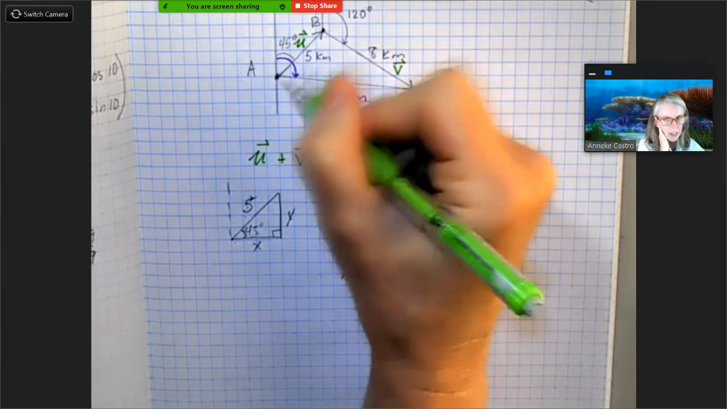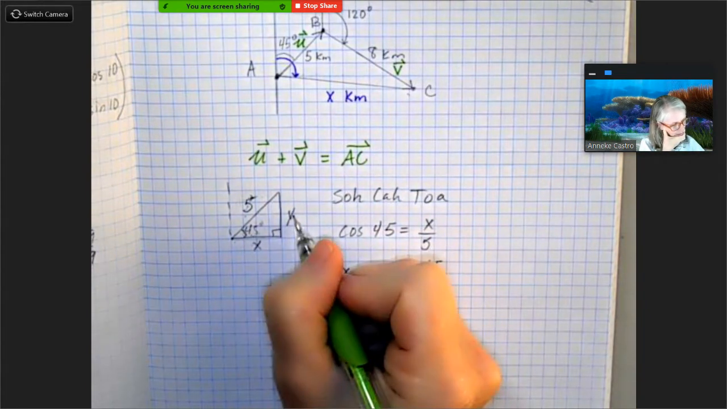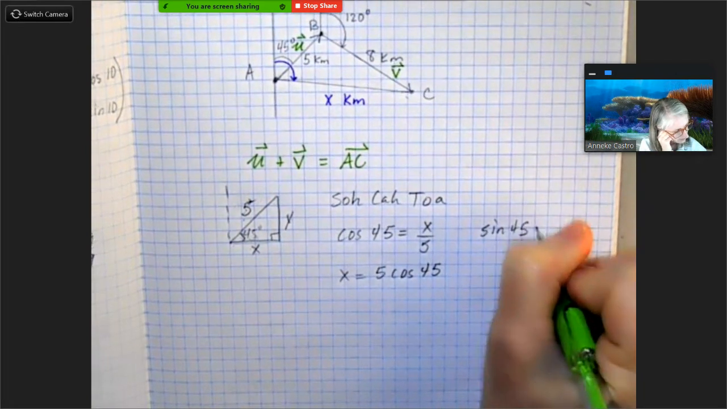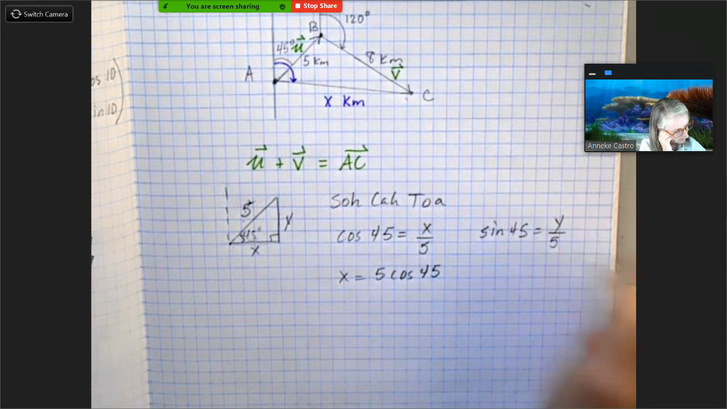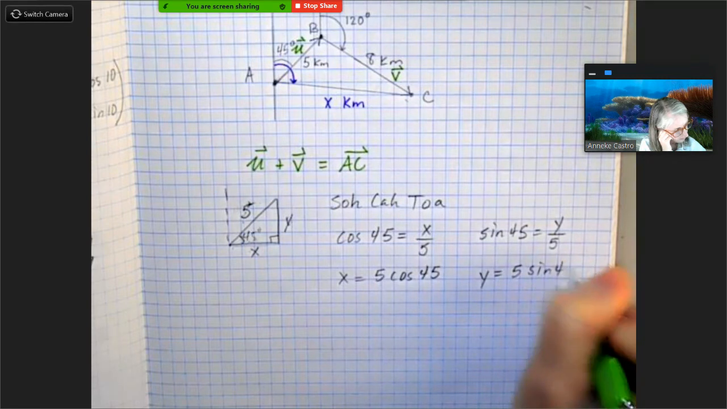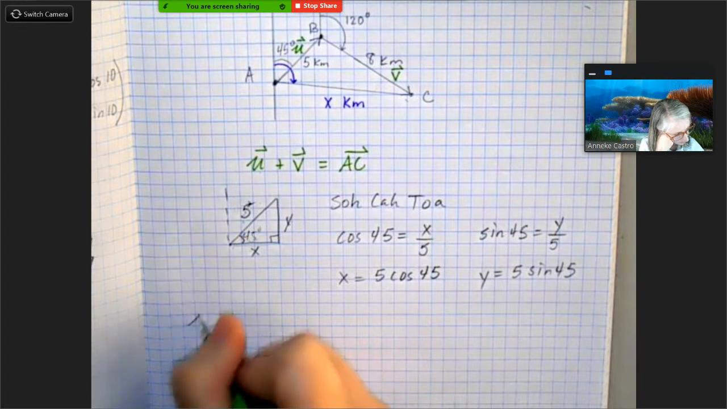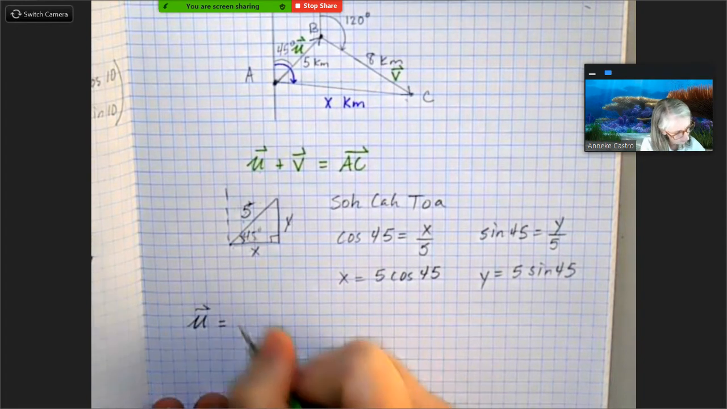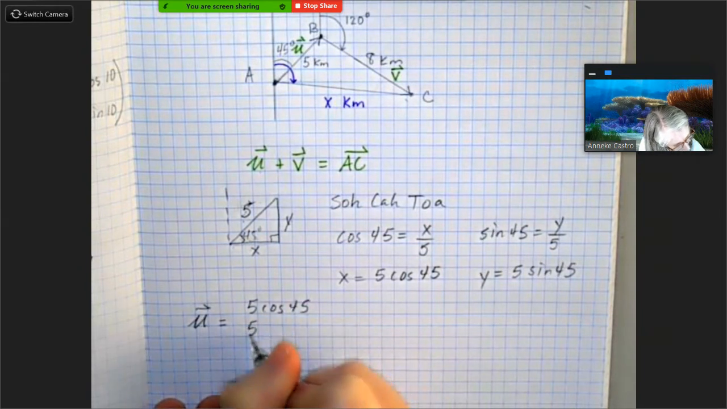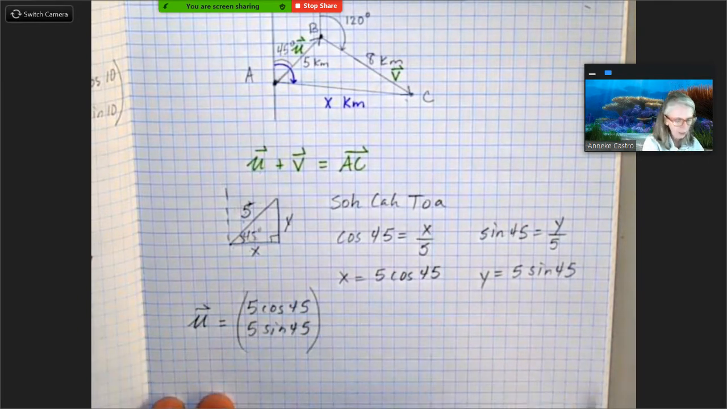Okay, so I'm changing this vector into component form. So the Y component, well, that's going to be sine because it's opposite and hypotenuse. So sine of 45 is equal to Y over 5. And I can solve that for Y. Y is going to be equal to 5 times sine of 45. All right, so that is vector U. Vector U is equal to 5 cosine 45 and 5 sine 45. And I could change those to decimals. I could just put those into my calculator, but I'm going to wait on that for a minute.